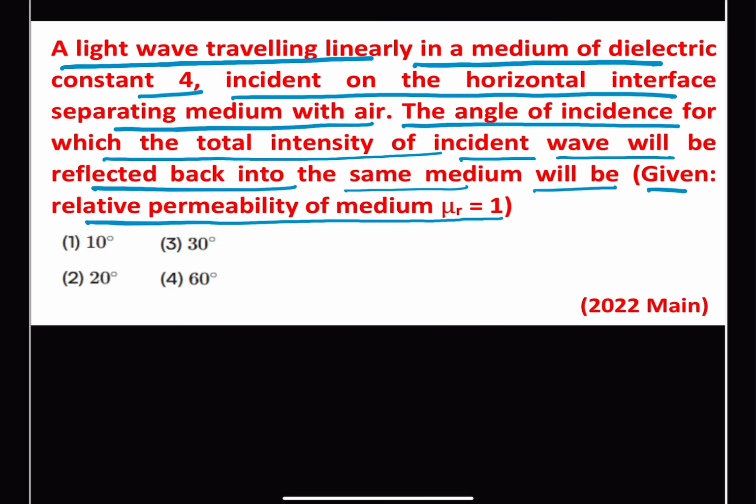So this particular question is associated with total internal reflection, and here the refractive index of the material is not given directly. It is given in terms of the dielectric constant, that is epsilon, and we are also given its relative permeability, which is 1. So from here we are going to find out what will be the refractive index for the medium.